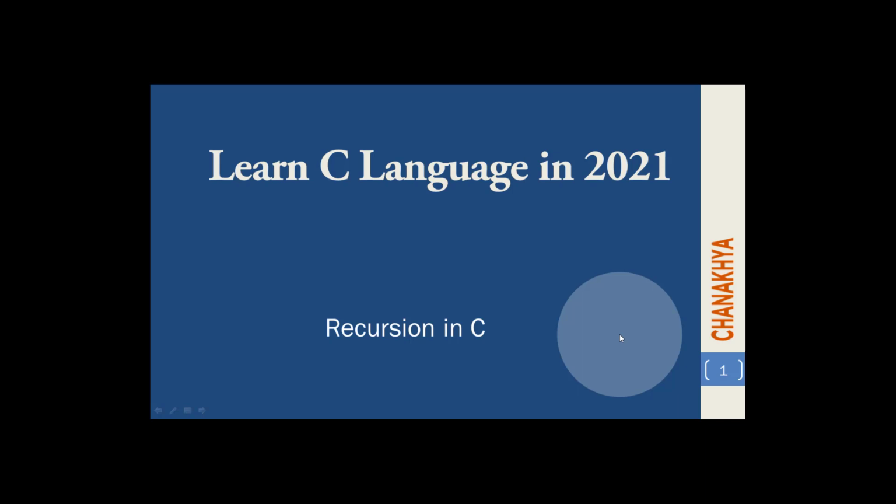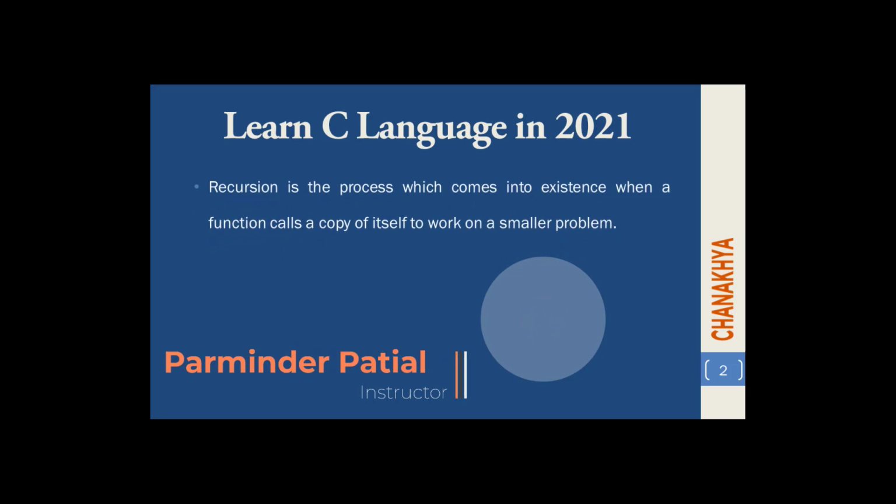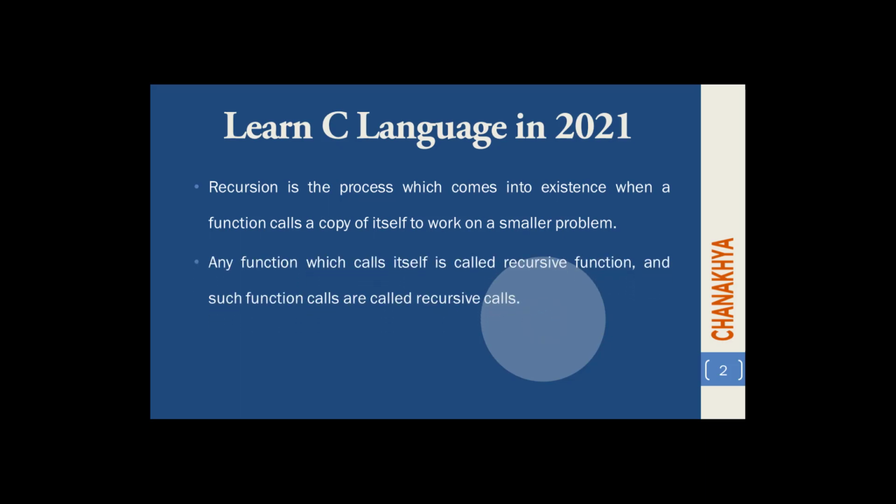So here in this video we are going to learn one more thing about the function, that is recursion in C. So first of all we have to understand the recursion. Recursion is a process which comes into existence when a function calls a copy of itself to work on a smaller problem. So we can simply say that a function calls itself again and again until a certain specific condition is met, then this process is called recursion. And any function which calls itself is called a recursive function, and such function calls are called recursive calls.